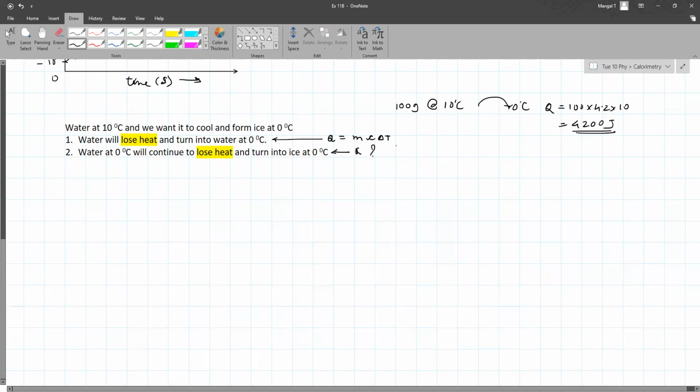Now this is again Q, but this Q cannot be written like this, because delta T is 0, because it's 0 degree to 0 degree. There is no change in temperature. So we will see in this part how to represent this, what to write over here. But this is a very important thing that you should understand, that whenever there is a change of state, heat is either taken or lost, but there is no change in temperature. Is everyone clear with that?